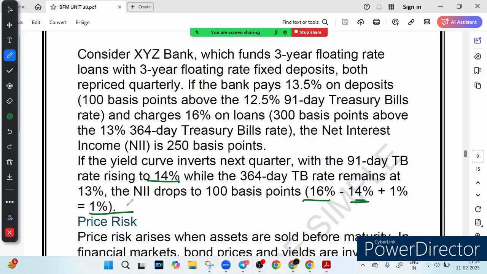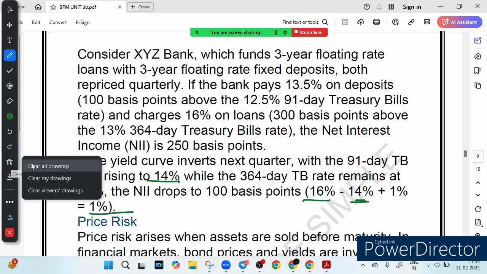So this is how yield curve risk plays an important role. What we learned is that the yield curve represents interest rates across different maturities. Changes in the curve impact bank NII. An inverted yield curve can reduce bank profit drastically, and RBI policy and economic conditions play a big role in shaping the yield curve. Then we have the next kind of risk, which we call the price risk.